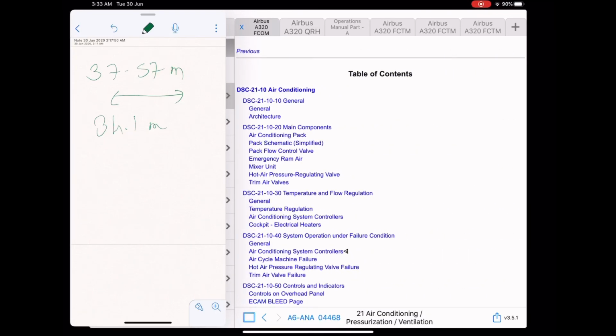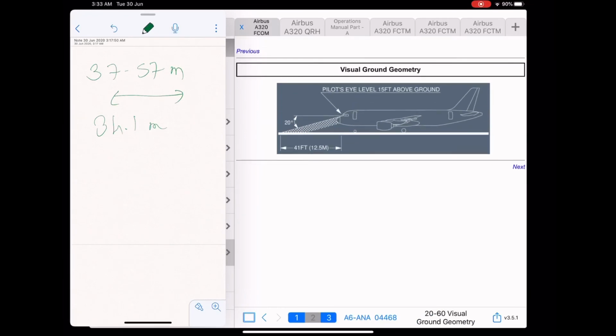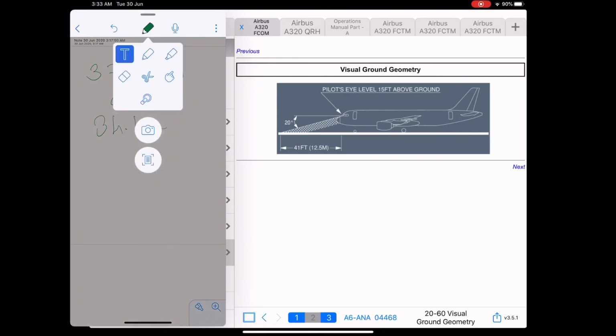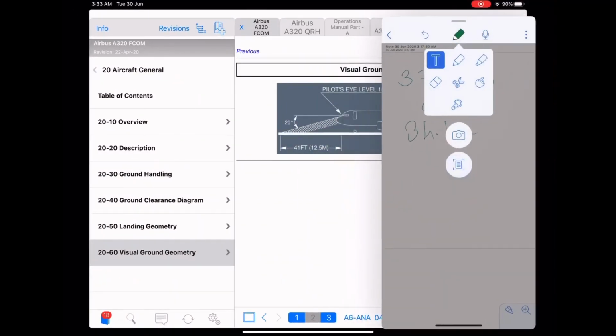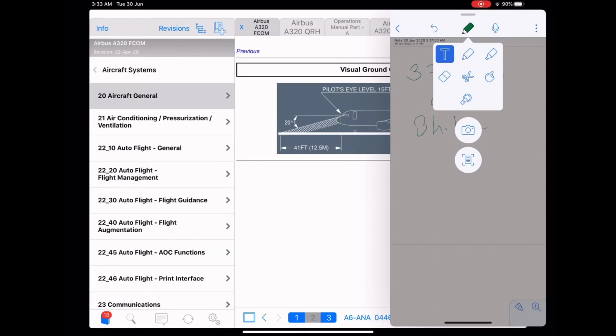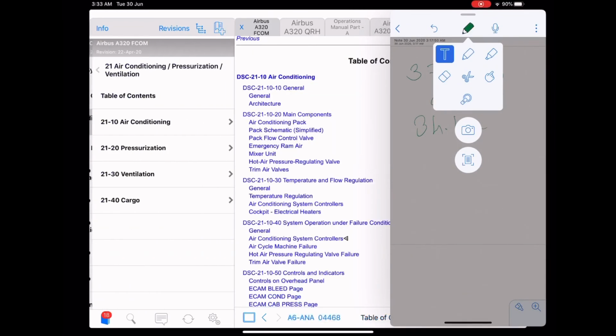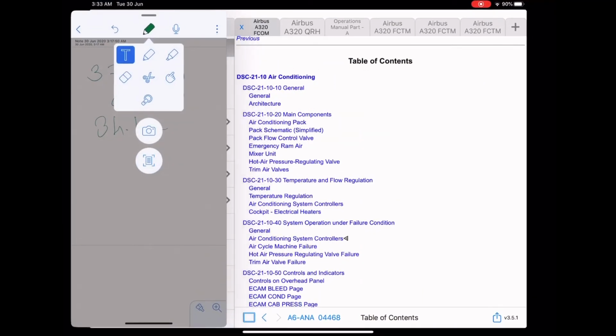So that was it for the general part of the airplane. We will begin in the next module, which I believe is going to be air conditioning, pressurization, and ventilation. Thank you for watching this quick video on A320 General.